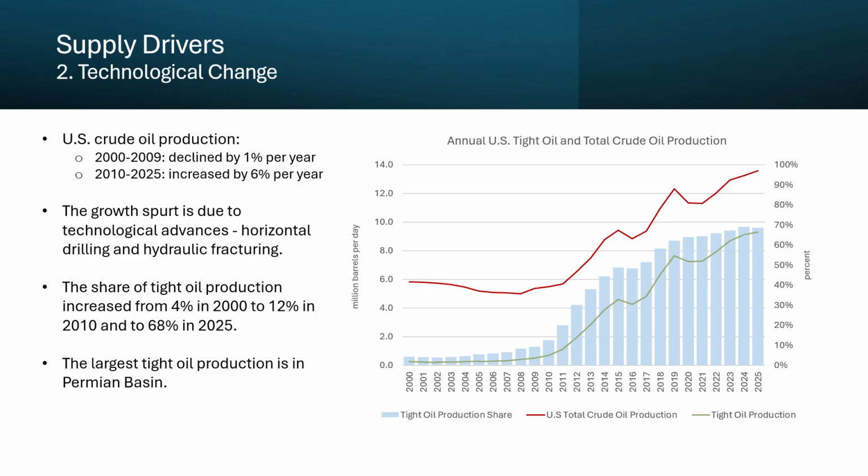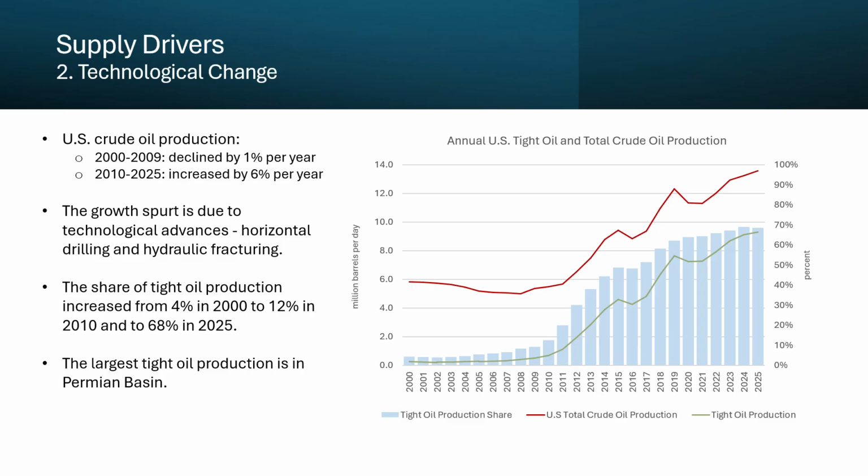Total U.S. crude oil production declined on average by 1% per year during the period 2000 to 2009, but then increased on average by 6% per year from 2010 to 2025. This growth spurt is all due to the increase in tight oil production, which went from 0.3 million barrels per day in 2000 to 9.3 million barrels per day in 2025.